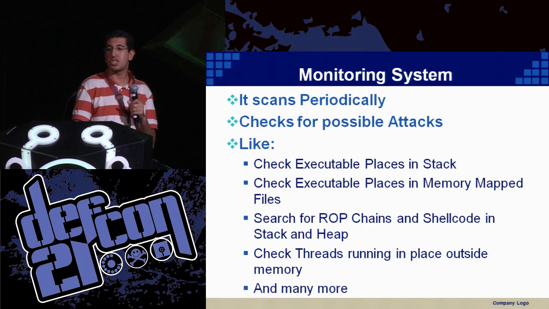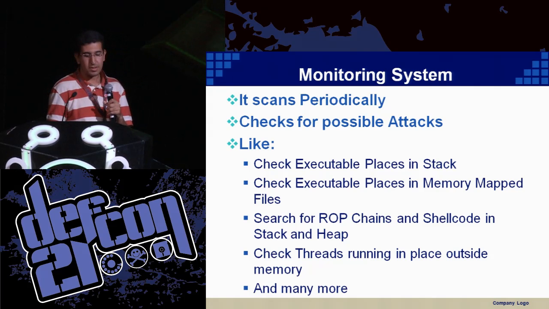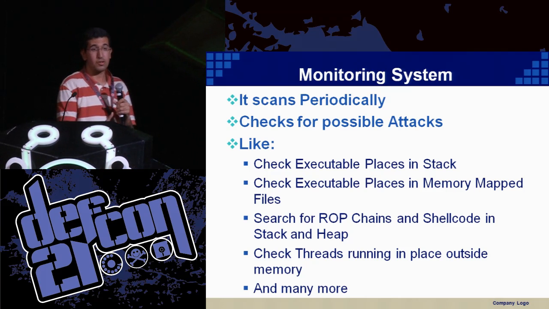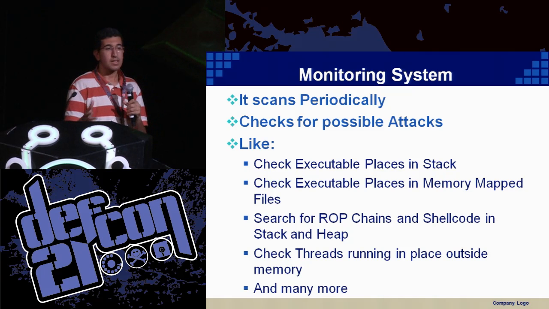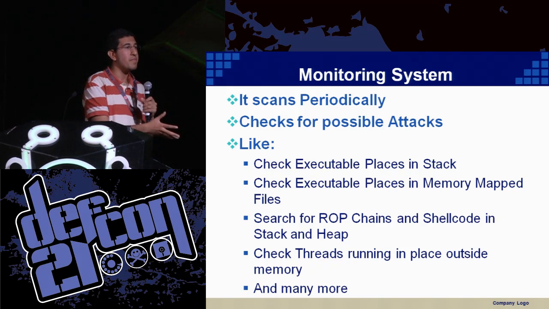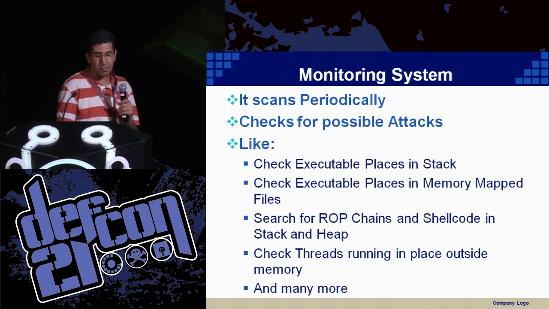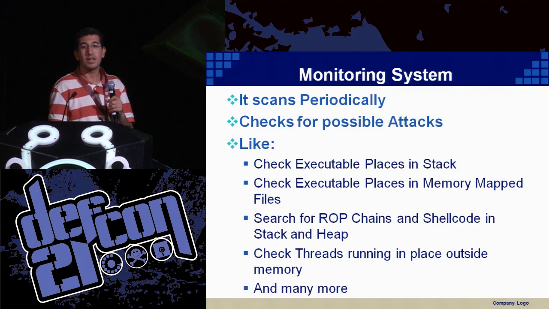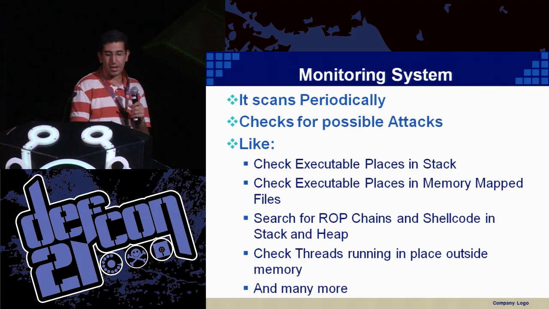We have the monitoring system, and the monitoring system checks if any of our mitigations were bypassed. We check for executable places in memory: whether there is an executable place in the stack, in the heap, or in memory-mapped files. So it's something suspicious. We search for ROP chains and shellcodes in the memory and all of this stuff. We check if there is a thread running outside the module memory and all of this.